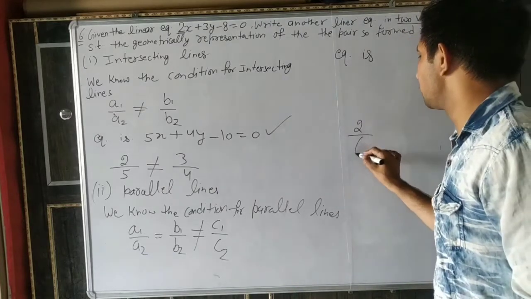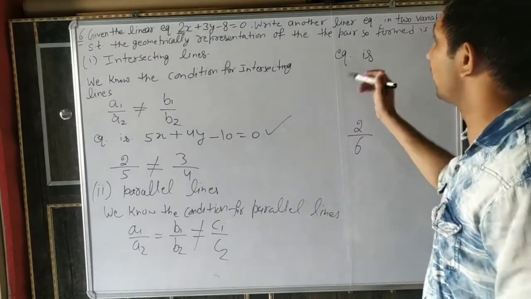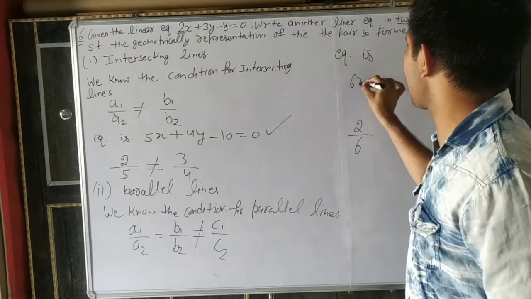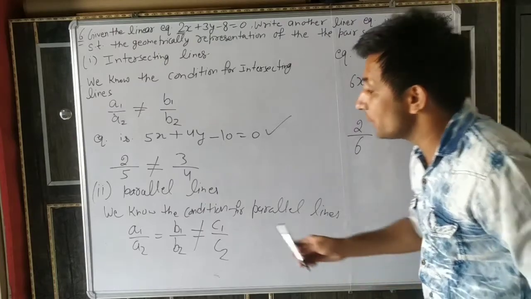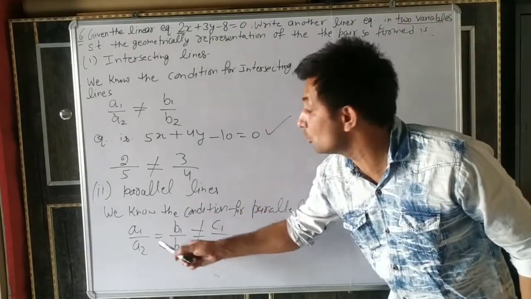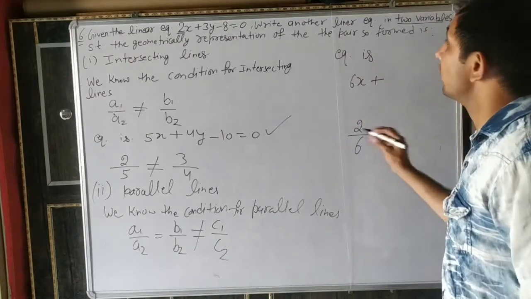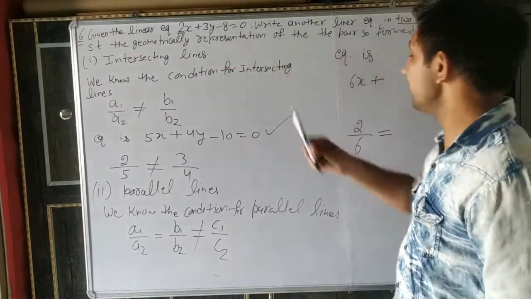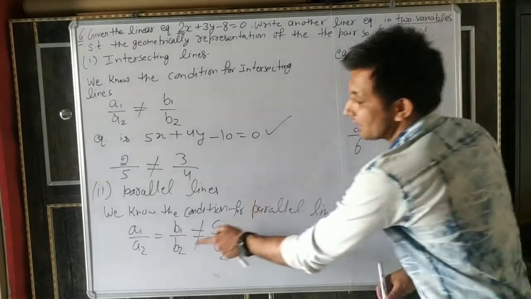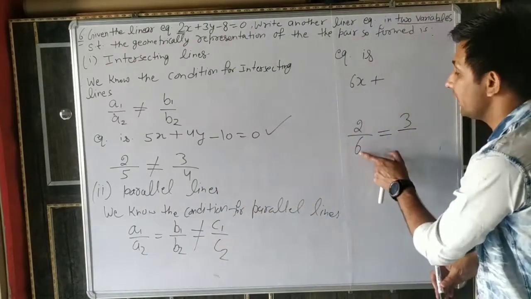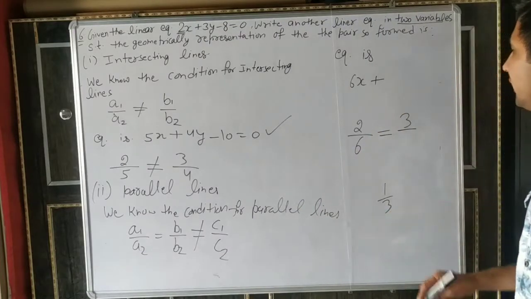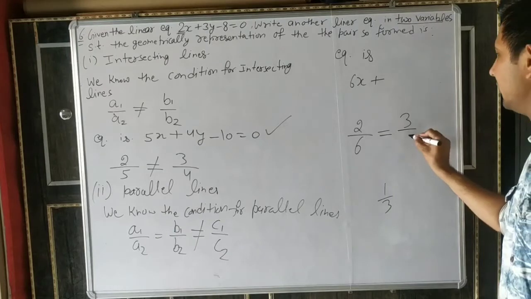Suppose we are taking 2 upon 6. So what is A2? In place of A2 is 6x plus, but we have to take A1 by A2 and B1 by B2 ratios equal. So what is B1? 3. So what number will you take in place of B2, so that the ratio is equal? 2 by 6 means 1 by 3. So what number? It is 9.